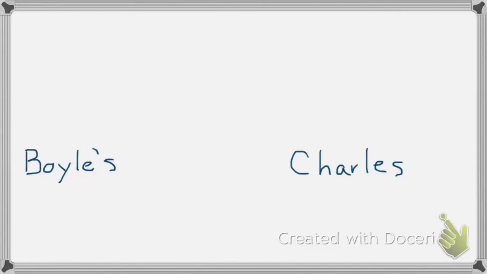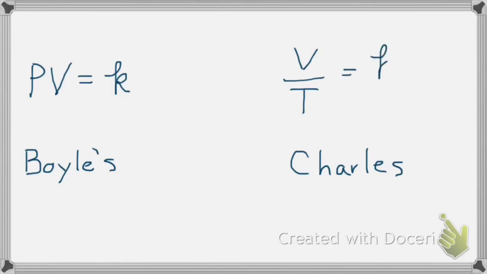So we've talked about Boyle's law individually, and we recognize that if the temperature and the amount of gas is constant, the pressure and the volume are inversely related. That is, P times V would be a constant. And for Charles, if the amount of gas was constant and the pressure was held constant, we saw that volume and Kelvin temperature were directly related. So volume over temperature was a constant.